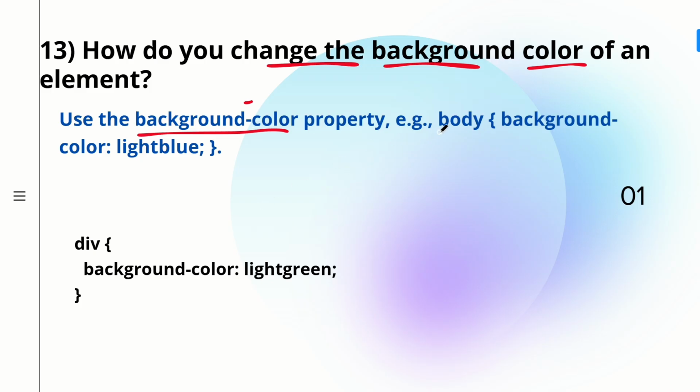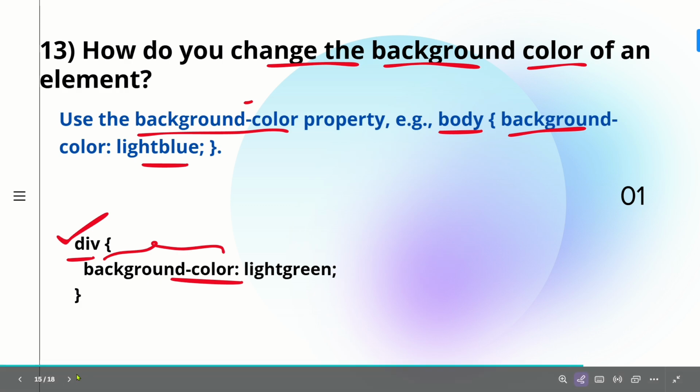In the example, you can see we have directly selected body, and then we are giving background color as light blue. Now you can see one more example where we have selected the div element, and we have given background color as light green. So this background-color is the CSS property, how you can change the background color of an element.